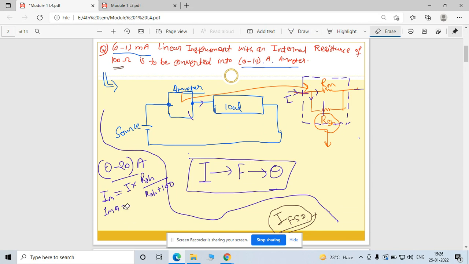Yes guys, now see. This is your Im, which is 1 milliampere.